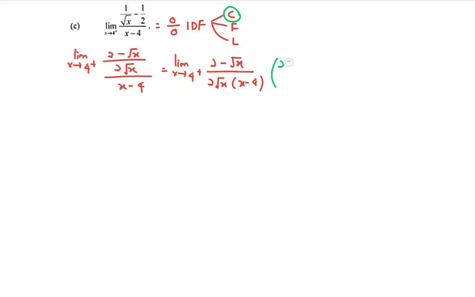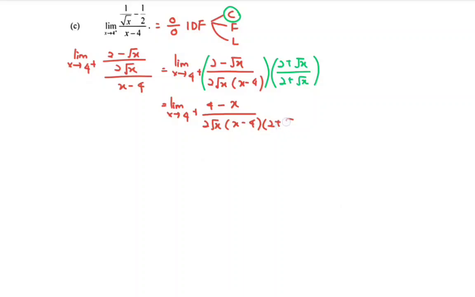Multiply by the conjugate, we have 2 plus square root of x, 2 plus square root of x. Do remember, only expand one part. So limit as x approaches 4 from the right, here we will have 4 minus x over 2 square root of x multiplied with x minus 4 multiplied with 2 plus square root of x. Rewrite. Factor out the negative and we will have x minus 4 over 2 square root of x multiplied with x minus 4, 2 plus square root of x.